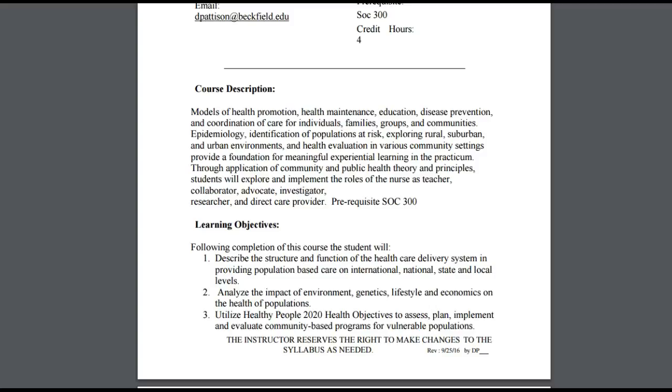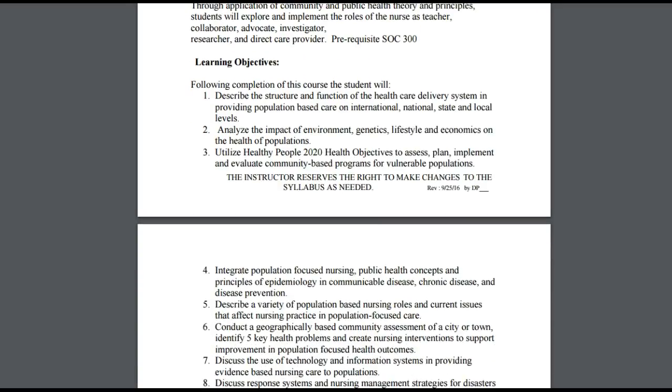Through the application of community and public health theory and principles, you'll explore and implement the roles of the nurse as the teacher, collaborator, advocate, investigator, researcher, and direct care provider. So you need to have had some form of sociology as a prerequisite, and this is a 4-credit-hour course.